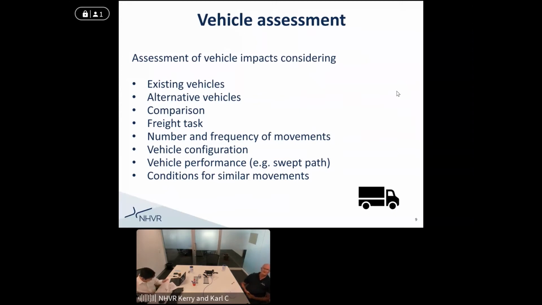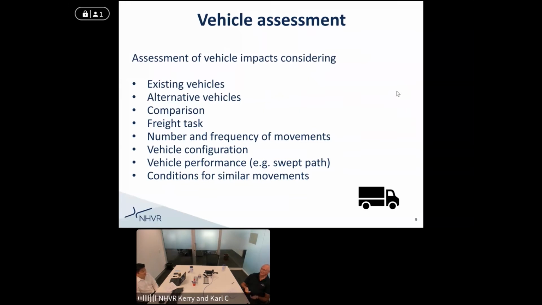So when you're doing a vehicle assessment, you'll say assessment of vehicle impacts. So you consider existing vehicles. The best thing to think about when you're looking at these vehicles is look at the freight task. If something needs to be carted and moved around, it's going to be moved around on some sort of vehicle. So a transport task or a freight task. So what are the vehicles that are actually doing that task now?